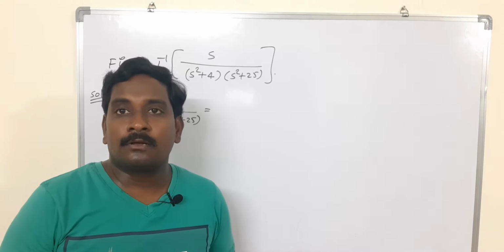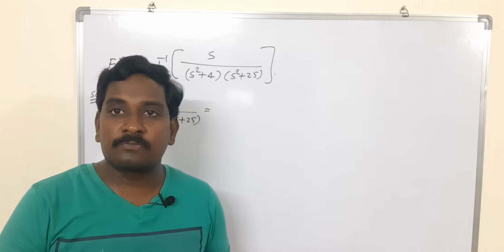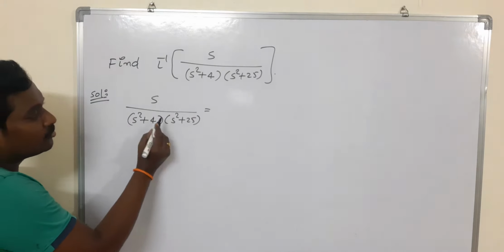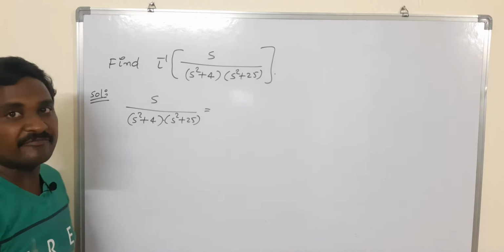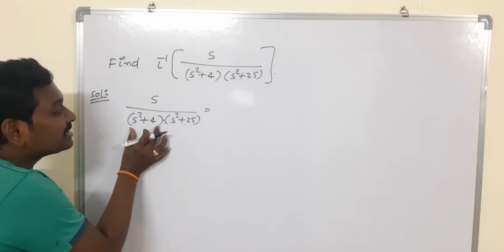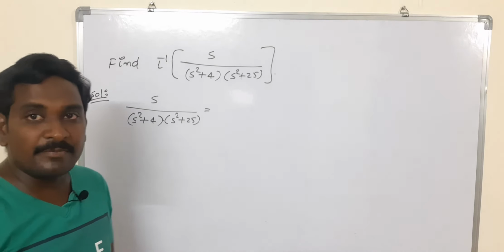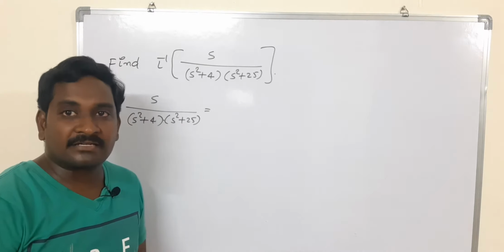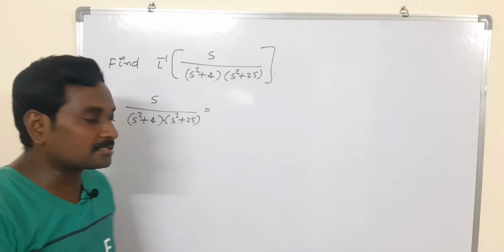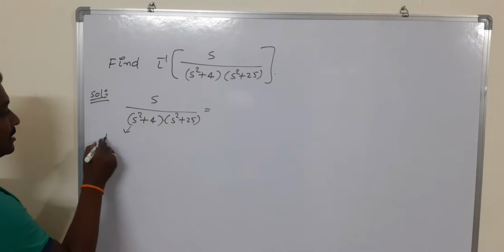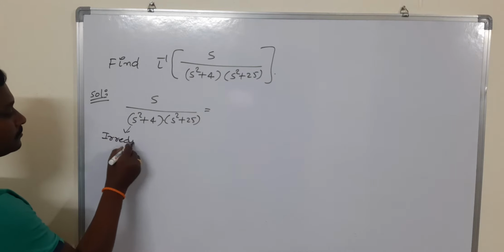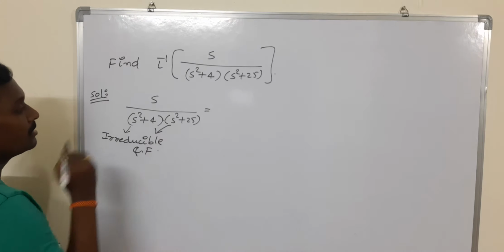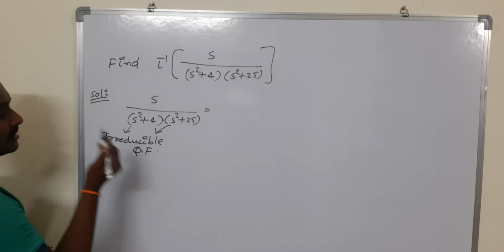For finding partial fractions, we should observe the structure of the denominator. What is the structure of the denominator? There are two factors in product which are quadratic factors, and these quadratic factors are irreducible factors. What do we mean by irreducible factors? Which do not resolve into linear factors. This is called an irreducible quadratic factor. This is also another irreducible quadratic factor.